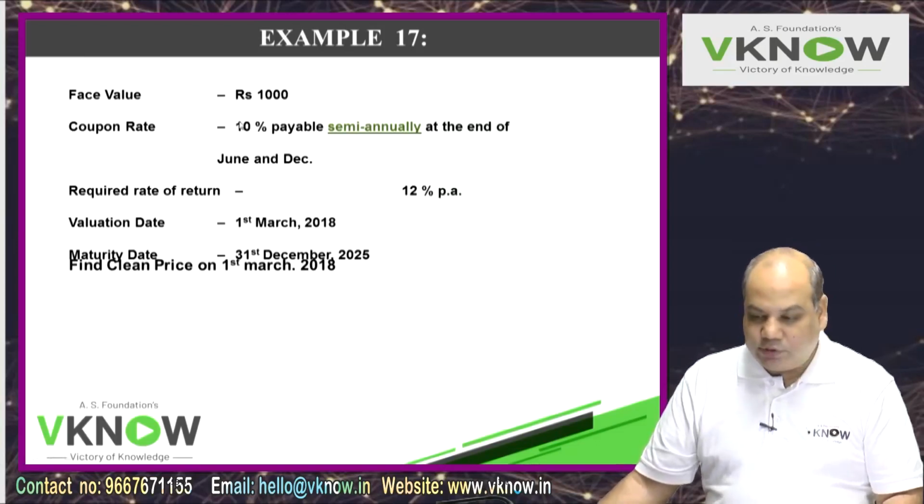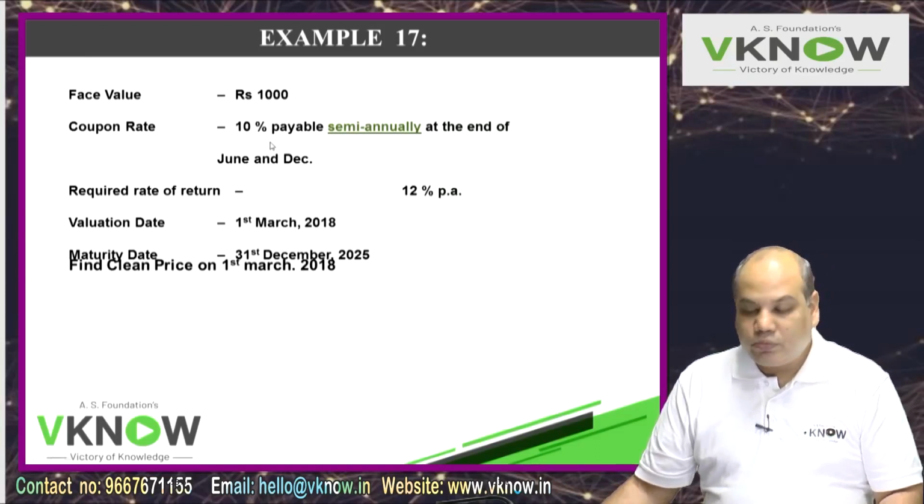Consider a bond with the following features. Face value rupees 1,000. Coupon rate is 10%, payable semi-annually. So we'll divide by 2, giving 5%. 5% of 1,000 means after every 6 months you will get 50 rupees. And this time also the coupons are paid on 30th June and 31st December. The required rate of return is 12% per annum. So this also I'll divide by 2, so my discounting rate will be 12 divided by 2, 6%.